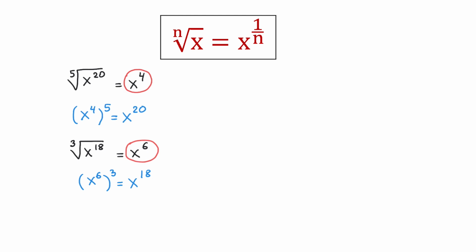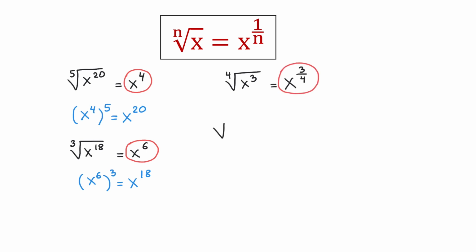Now, what about the following example, the fourth root of x cubed? Although we cannot get a whole number if we divide 3 by 4, we can still write this expression in exponential form by dividing the exponent by the index. So the exponential form will be x to the power of 3 over 4.